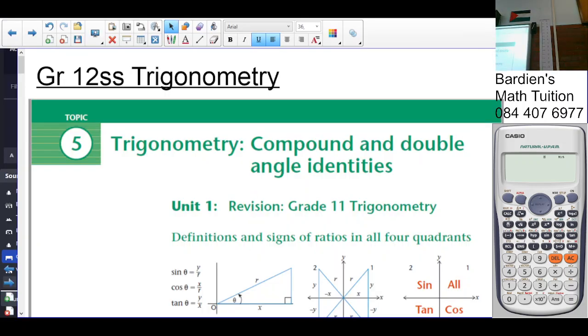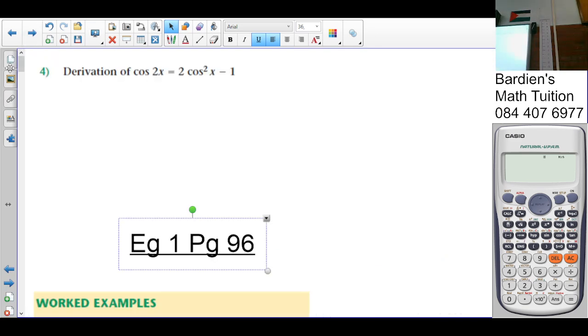Okay, good morning class. So today we're looking at trigonometry. At this point you have derived the double angle formula.